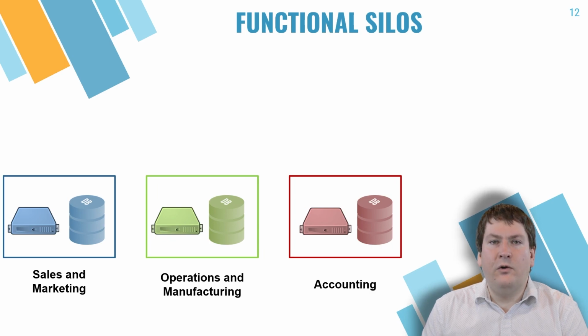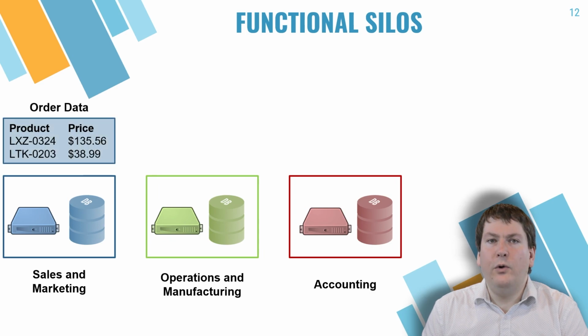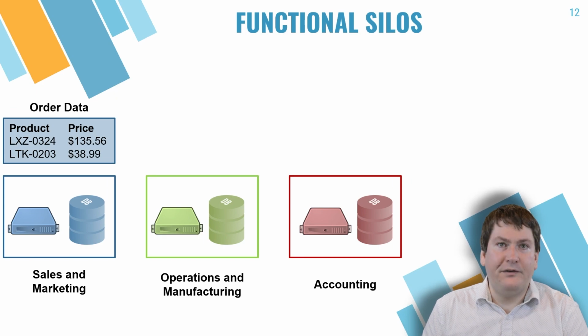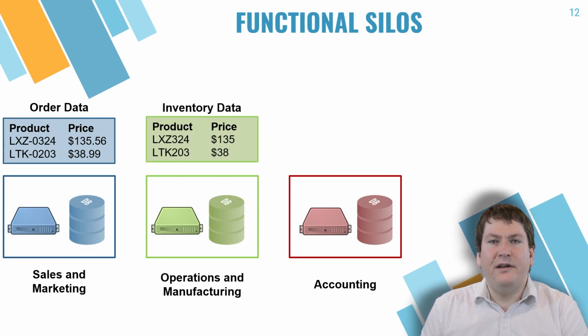So let's say we just got an order, and it was processed by our sales and marketing system. The order data has a product code and a price for each item in the order. So far, so good. But the problem starts coming in when we now look at how our operations and manufacturing system is storing the same data about our products. Each functional system has its own copy of the data, its own database, and its own software, so each may handle it differently.